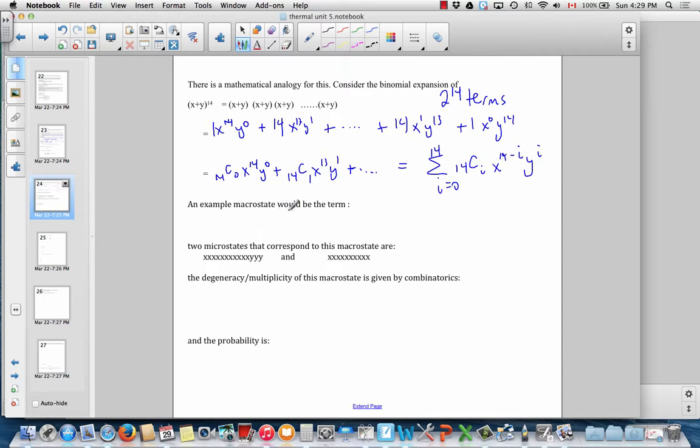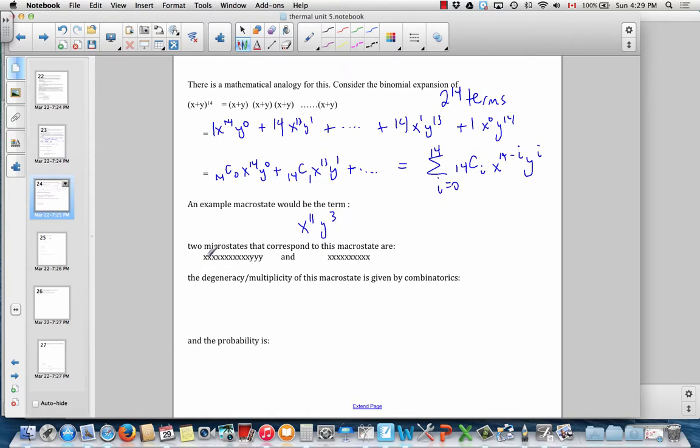Now, why are we talking about this? Well, an example macrostate would be one of these terms. So perhaps like x to the 11, y to the 3. And in our expansion, that x to the 11, y to the 3 is going to come up in a number of different ways.